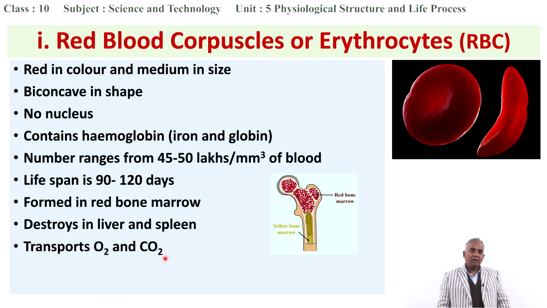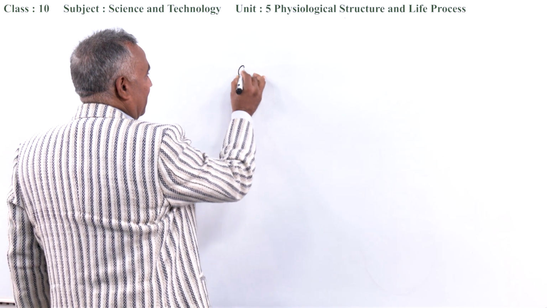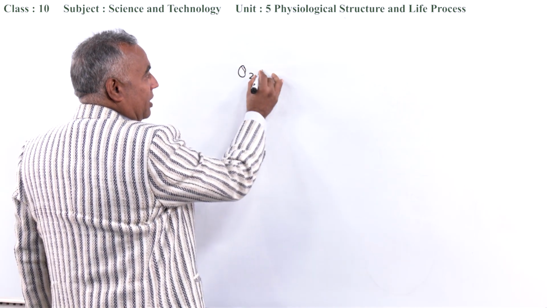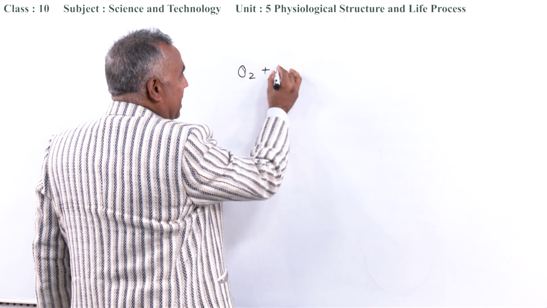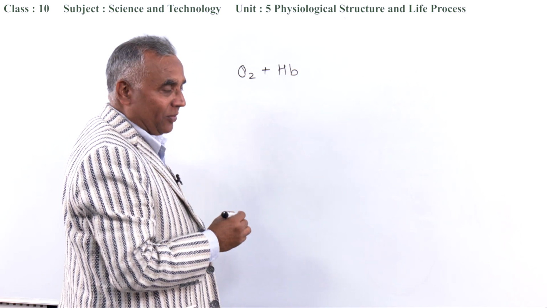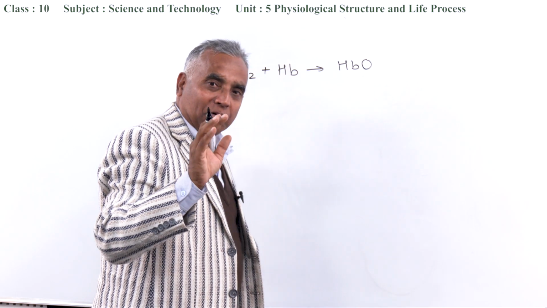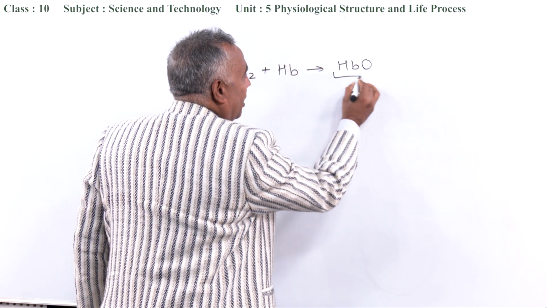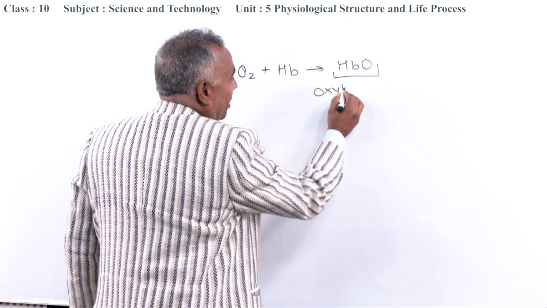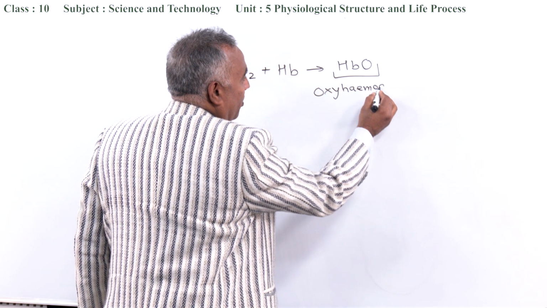And function, I already told you. What does it do? It transports oxygen and carbon dioxide. One thing you have to remember here. When the blood is carrying oxygen, it combines with what? HB, hemoglobin, and it forms HbO. I'm not writing the correct molecular formula. So here it is oxyhemoglobin.